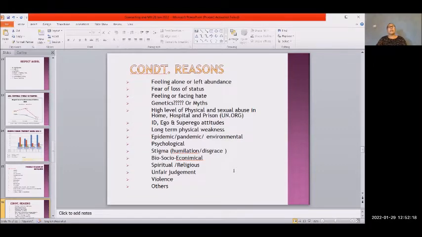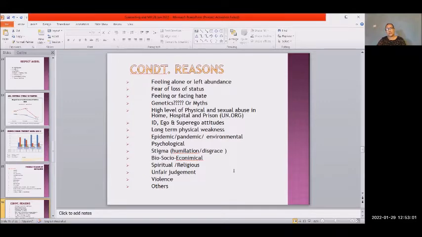High levels of physical and sexual abuse in homes, hospitals, and prisons as well. This data is from UN data, UnitedNations.org. I took that line from UnitedNations.org, and most of the things as well. People who experience high levels of physical and sexual abuse in hospitals and prisons suffer mental health illness. And of course, because of unmatched id, ego, and superego attitudes, long-term physical weakness, pandemic, epidemic, and environmental crises like COVID at the moment, lots of people are suffering from mental health problems.